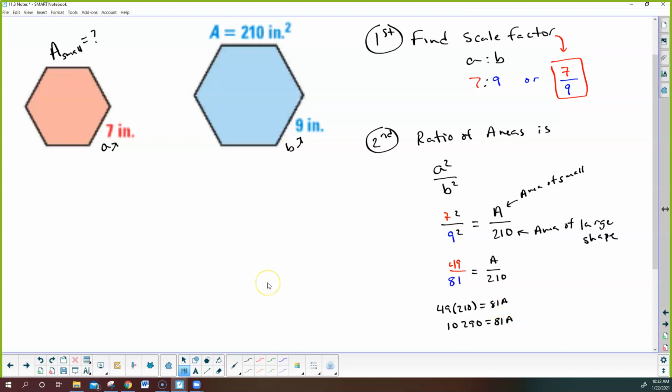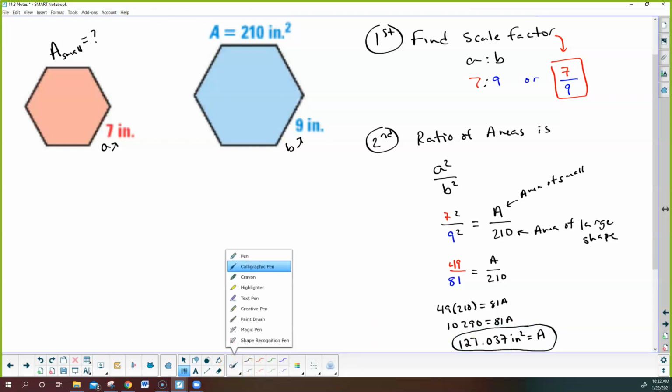And then divide by 81. And you might get decimal answers, which is completely fine. In that case, we would round to the nearest third decimal. Include your units. And there it is. That is the area of the small shape, which is kind of cool.